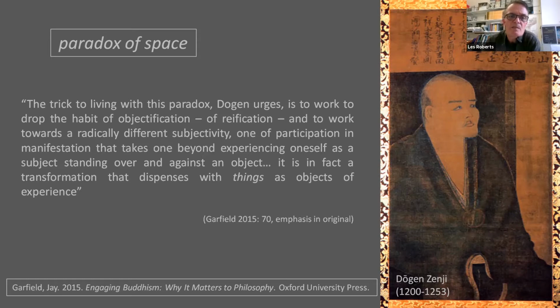The trick to living with this paradox, Dogen urges, is to work to drop the habit of objectification, of reification, and to work towards a radically different subjectivity, one of participation in manifestation that takes one beyond experiencing oneself as a subject standing over against an object. It is, in fact, a transformation that dispenses with things as objects of experience.